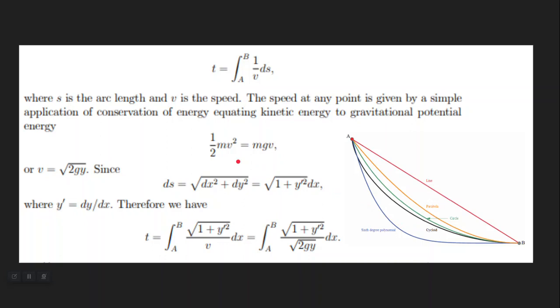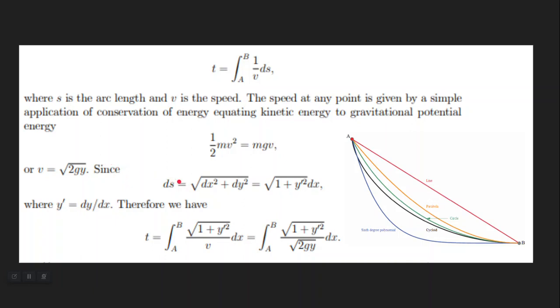Well, let's do that. You have half mv squared is equal to mgy, and we know that v is basically equal to root 2gy, because v squared minus u squared is equal to 2gy, and u squared over here is going to be 0, so this gives us v is equal to root 2gy.